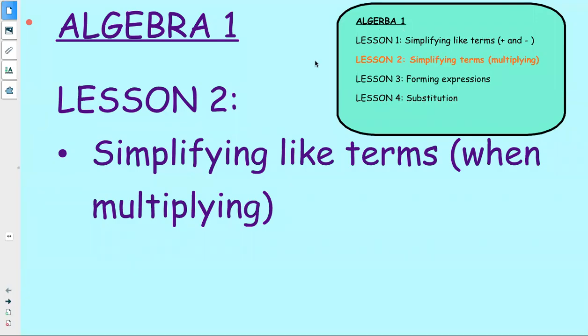Hi there, welcome back to Algebra 1. This is lesson 2 of this playlist. There's 4 lessons, as you can see, and we are on lesson 2 here. If you've not watched lesson 1, maybe better go back to lesson 1, and there's 3 and 4 to come. So this is on simplifying terms and when multiplying, so let's get started.